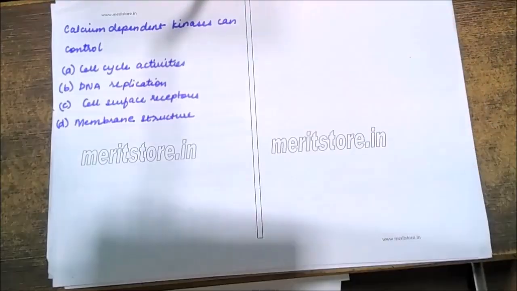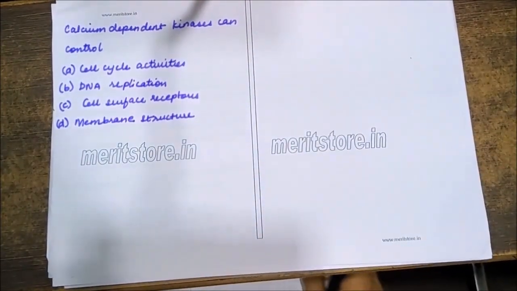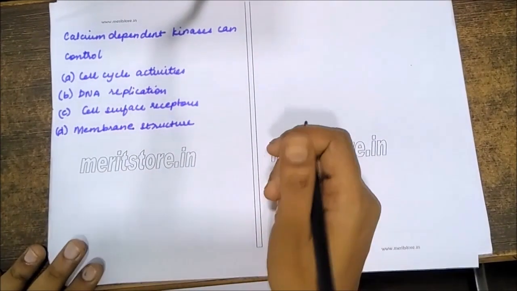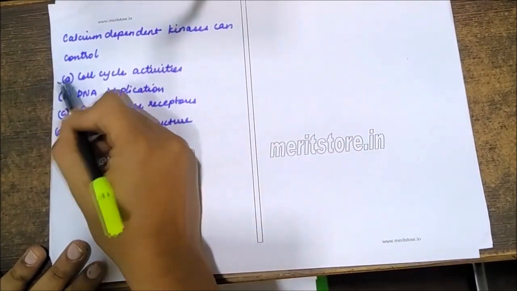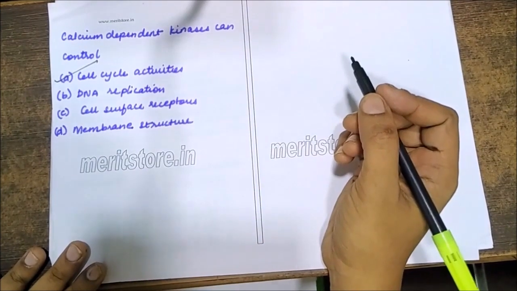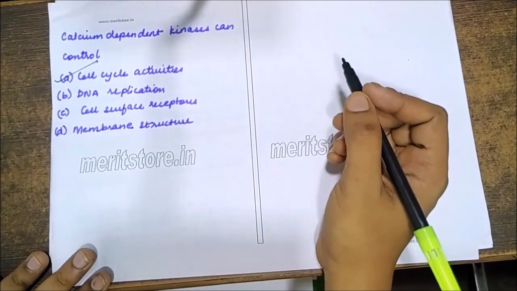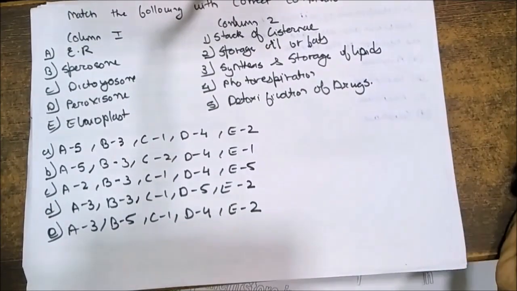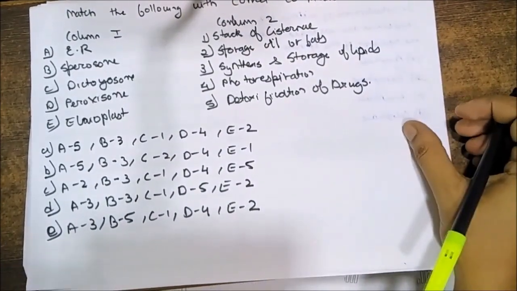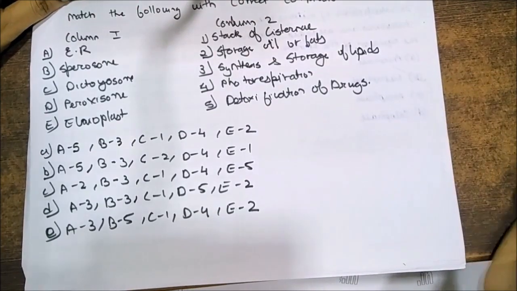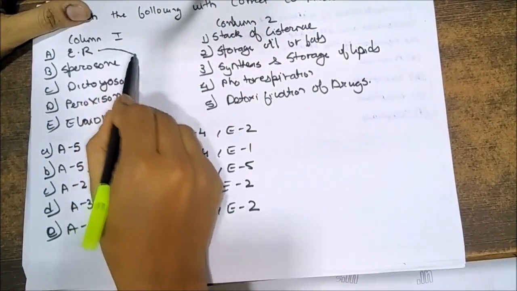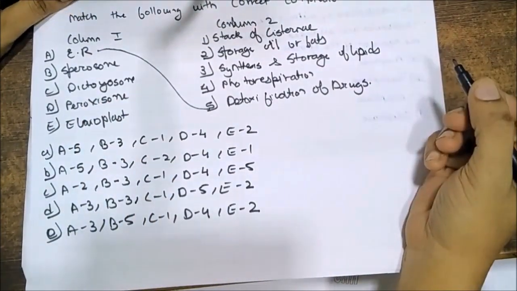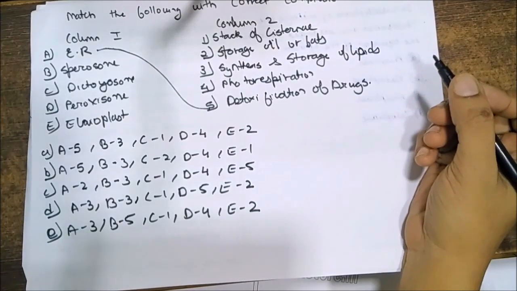Next question. Calcium dependent kinases can control cell cycle activities. The question says match the following with the correct combination. Endoplasmic reticulum, the function is detoxification of drug. It's a function of rough endoplasmic reticulum.